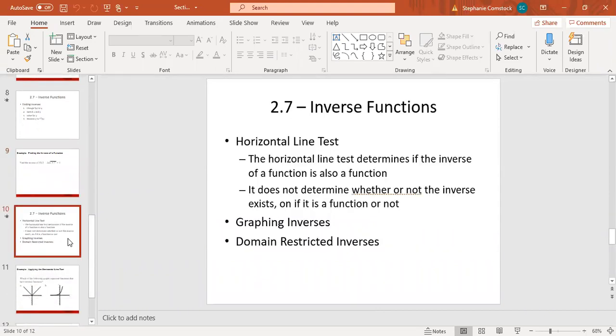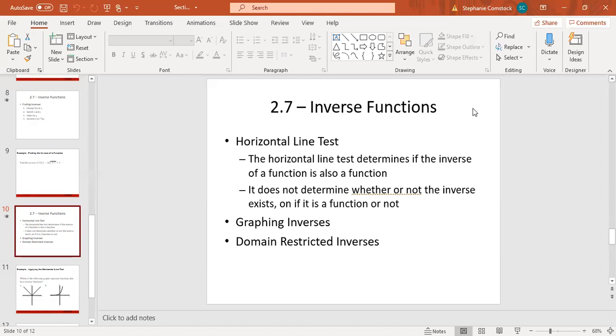Okay, so the next thing that we're going to look at is the horizontal line test. Now, if you remember from way back when, we talked about a vertical line test, and it basically told us whether or not something was a function. Now, what the horizontal line test does is it tells us whether the inverse is a function.